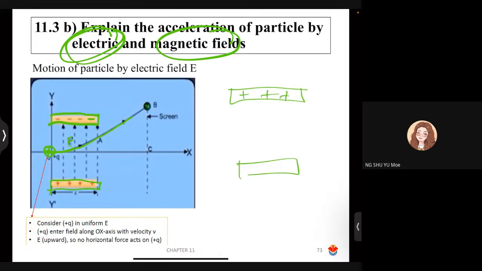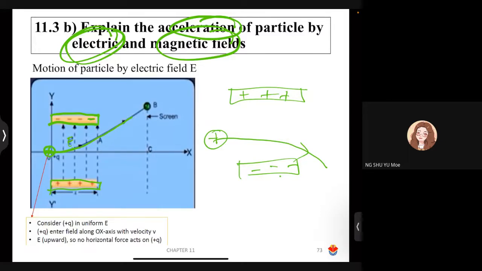Ni kan belajar masa mula-mula tu. Okay, positif. So dia akan pergilah ke sini, sebab dia suruh explain acceleration. So when we talking about explain acceleration, kalau dia tanya kenapa, what happen when positive charge atau positive particle into electric field, so the positive particle will deflect into negative plate lah.